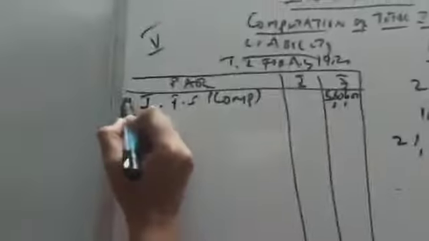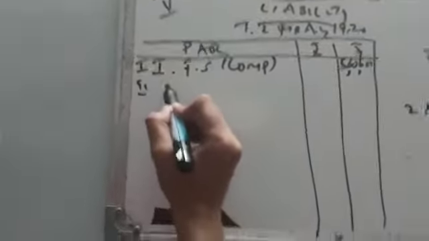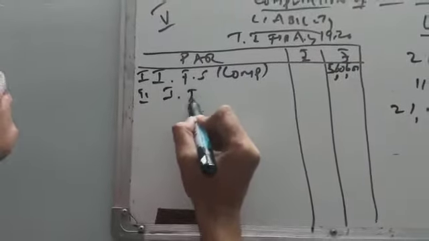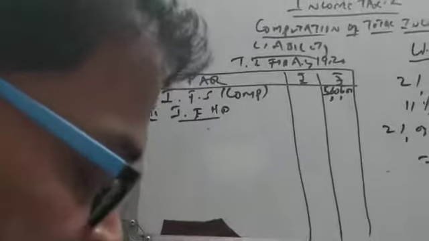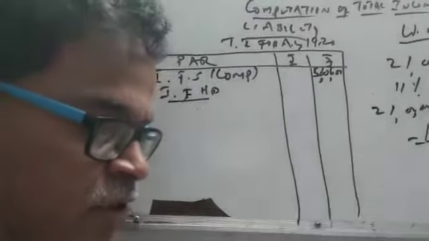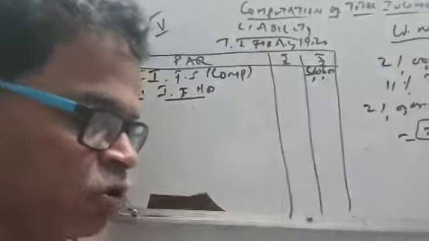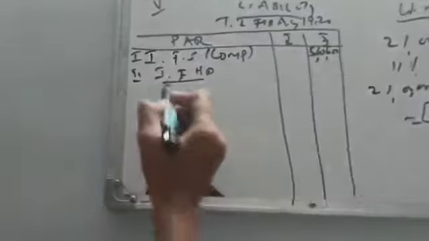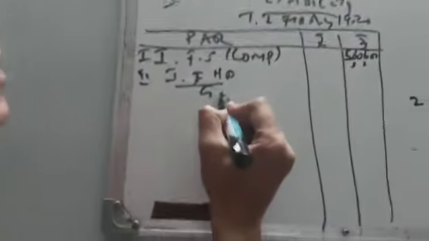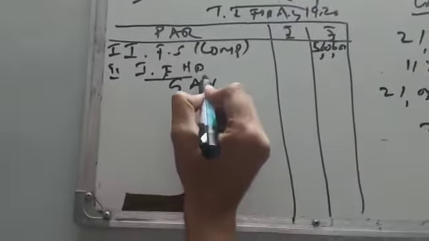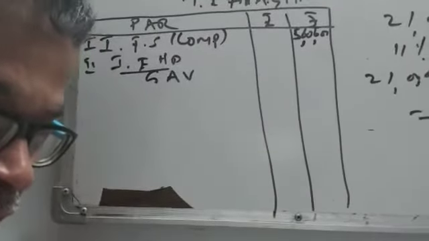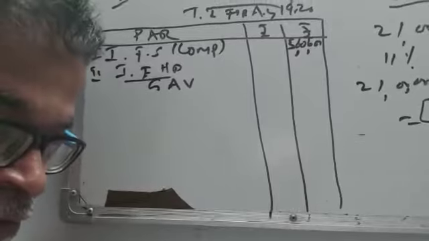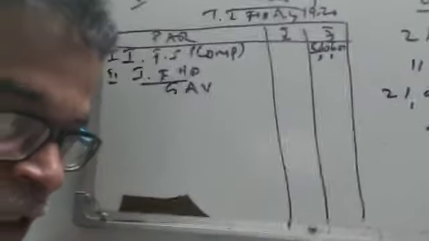First part is income from salary. Second part is income from HP, house property. Now, as you studied last semester, how to calculate income from house property? First, we need gross annual value. This is how much rent the taxpayer is receiving.